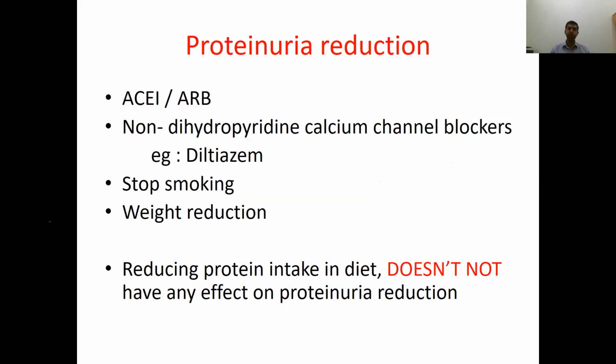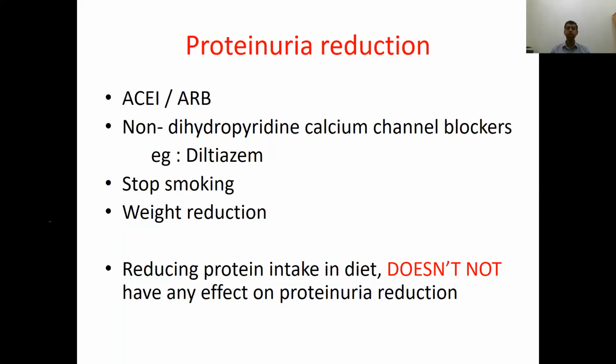Then proteinuria reduction becomes very important in CKD patients. And like I mentioned, you start drugs like ACE inhibitors or angiotensin receptor blockers. If that doesn't work, you add drugs like diltiazem, which are non-dihydropyridine calcium channel blockers. You have to advise to stop smoking because smoking worsens CKD progression and proteinuria. And you need to advise regarding weight reduction techniques because the more obese you are, the more protein you are going to leak.